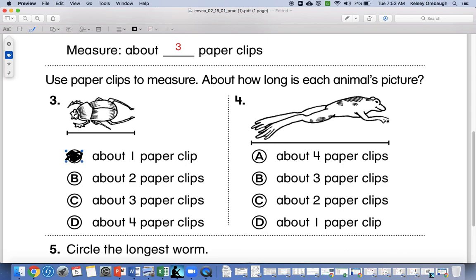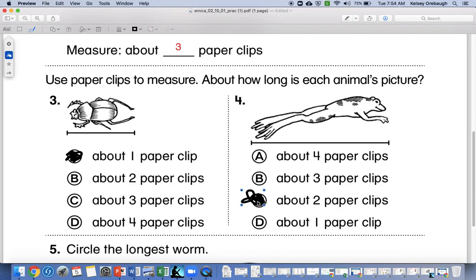Number 4. All right, here's where I have to be pretty tricky. I can see that this beetle is about 1 paper clip long. That was my measurement. I can see that this frog's length is longer than the beetle. If I were to make a good, reasonable estimate about how much longer this line is than this line, I would say that if I put about 2 of these lines together, it would be the same length as this frog's picture. So I'm going to say, as my reasonable guess, that this frog's picture's length is about 2 paper clips long.